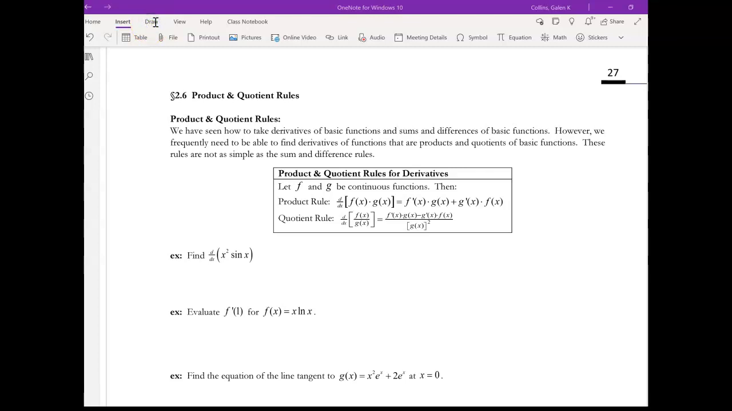In this video, we will review the product and quotient rules for finding derivatives. I know both of these rules can be pretty challenging at first, so hang in there, think through the examples, and write down any questions you have.